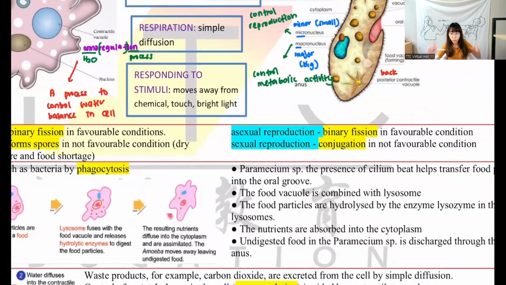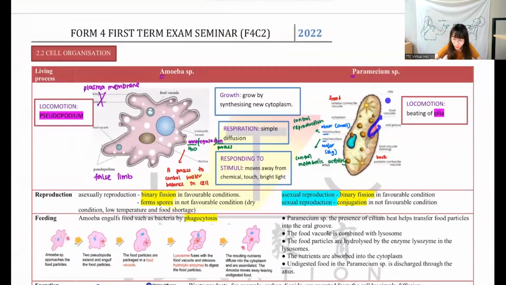Sexual means what? It means we have two paramecium. The oral groove and oral groove will bind together. Imagine this is another one. So the oral groove and oral groove will stick together. They will kiss. Once they kiss, they exchange the nucleus. Once they exchange nucleus, both get babies.